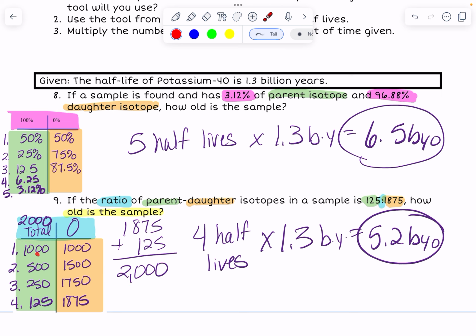So 1,000 is half of 2,000. Half of 1,000 is 500. Divide that by 2 to get 250. Divide that by 2 to get 125. That's the number I was looking for.